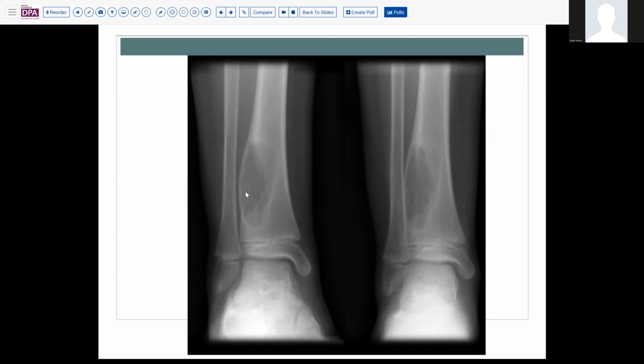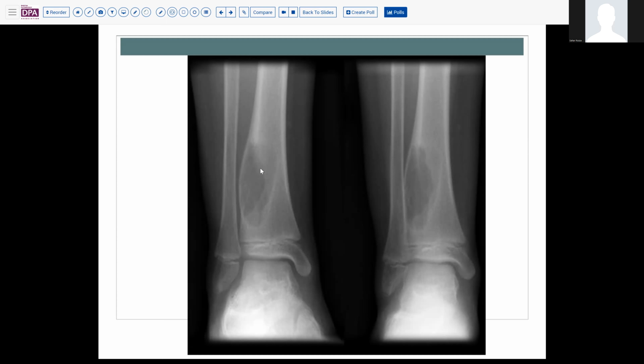So I think the differential we are considering will be things like unicameral cyst, but this looks like it has more than one locule, and an aneurysmal bone cyst, which is what this is. But aneurysmal bone cysts, which expand the cortex and are lytic like this, can be of two types. You can have either a primary type or a secondary type that is secondary to another lesion, like a giant cell tumor or fibrous dysplasia or something like that.